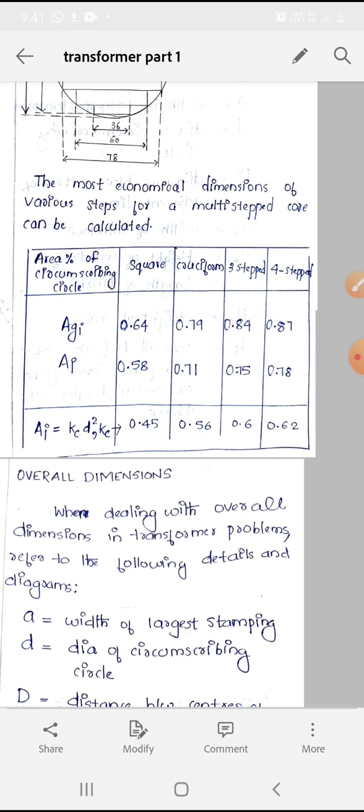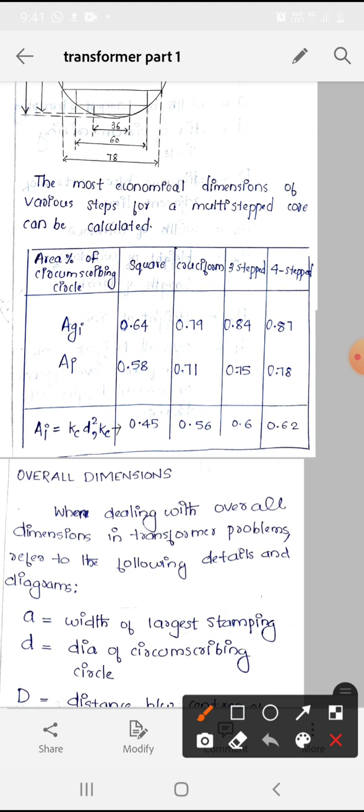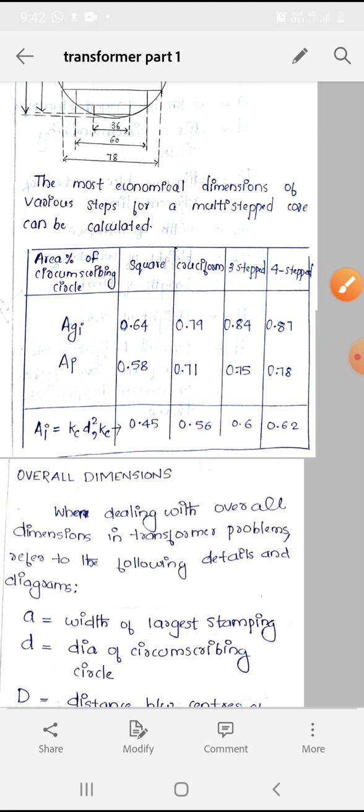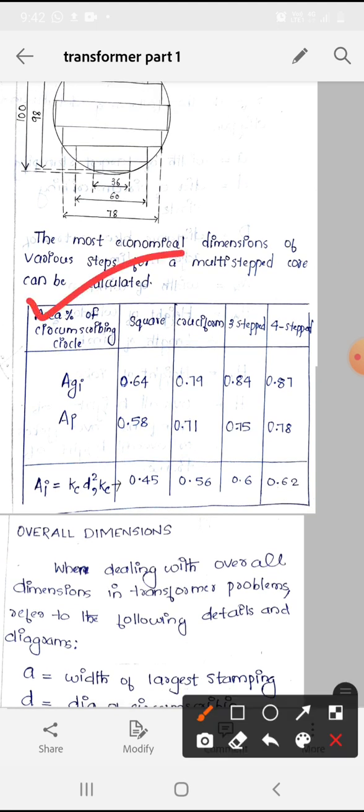For Agi, for square it is 0.64, for cruciform core it is 0.79, for three step and four step it is 0.8 and 0.87 respectively, and also Ai. We also need to know that Ai is equal to Kc d square, where Kc for square core is 0.45, for cruciform it is 0.56, for three step it is 0.6 and for four step it is 0.62. So this table you need to learn by heart. It's very important for doing problems as well as for the questions asked in GATE. These values we need to know: Agi, Ai for square, cruciform, three step, four step, and also the Ai and Kc values.